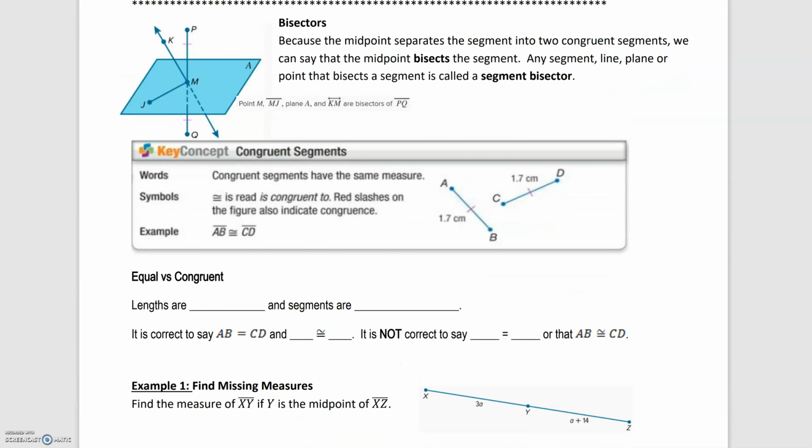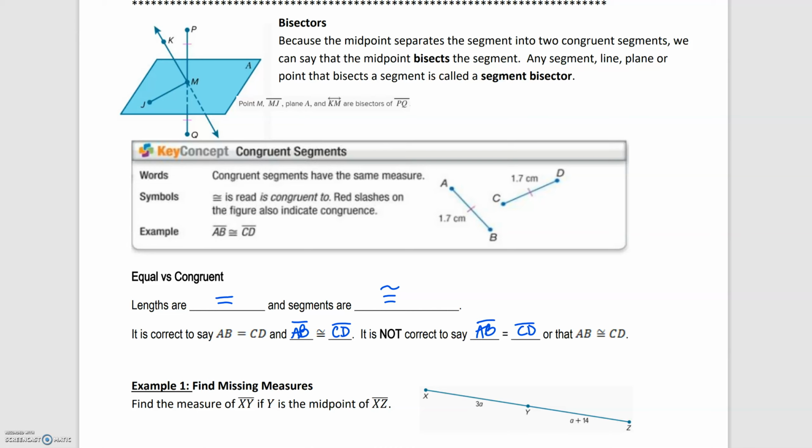We have already talked about congruent segments. Remember that we use our congruent symbol when we're talking about shapes and images. The lengths are equal, but the segments are congruent. So the shapes themselves, the actual segments, are congruent. It's correct to say that AB equals BC because those are measurements. And it would be correct to say that segment AB is congruent to segment CD, the actual line itself. But we wouldn't want to say that segment AB is equal to segment CD.